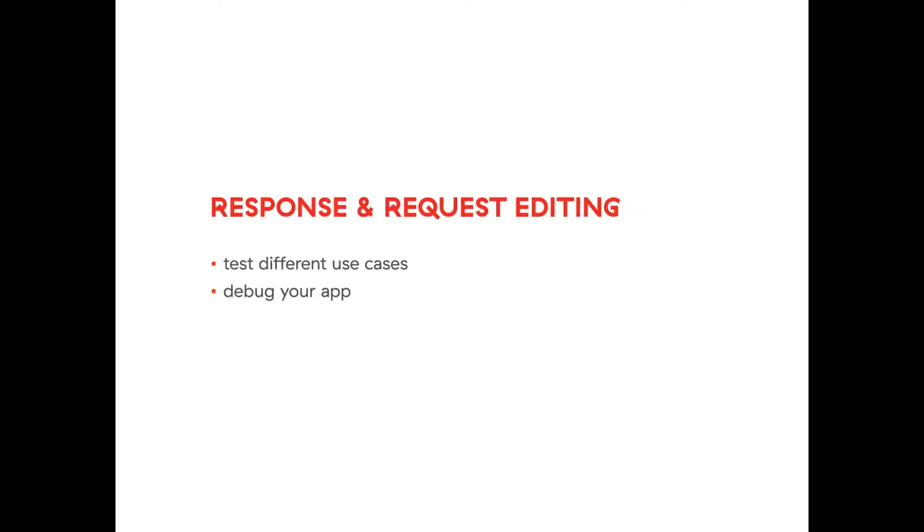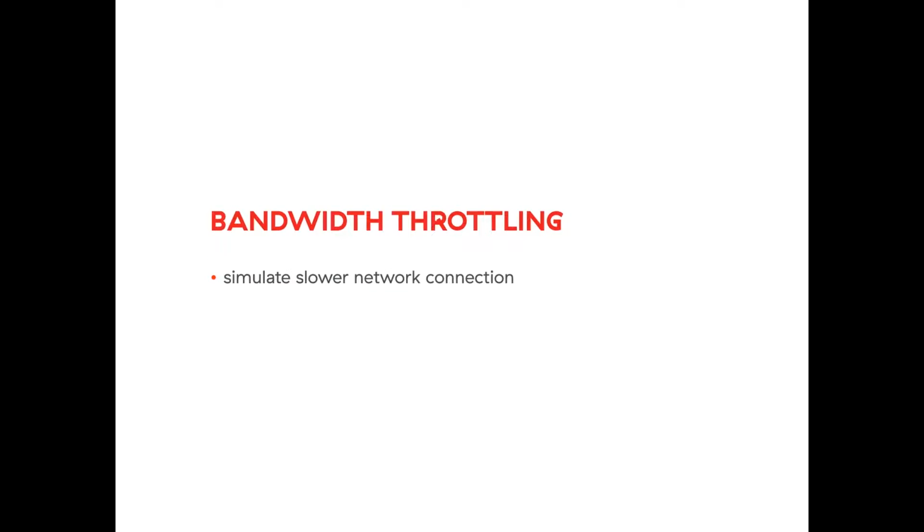The next feature is response and request editing. So if you would like to test how your app handles different cases, let's say you're displaying some data from the API, and you would like to see how it displays different types of data, but you don't have control over the data that the API serves. You could edit the response yourself, and it helps you to debug your app. If, for example, you get a bug report, but you don't have the exact same data on the API, you could change it yourself manually.